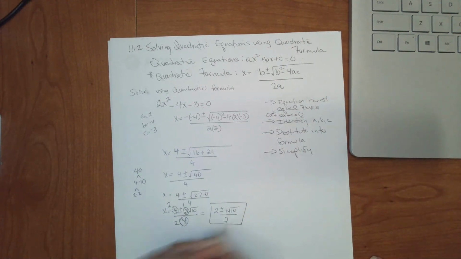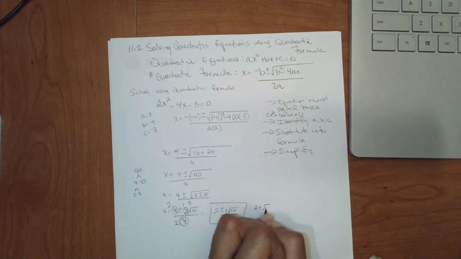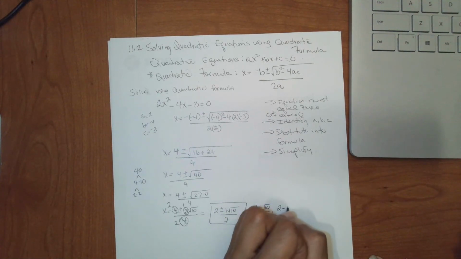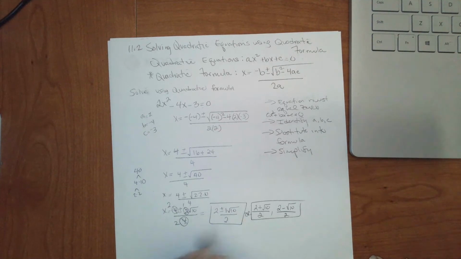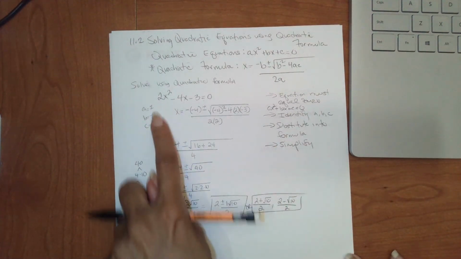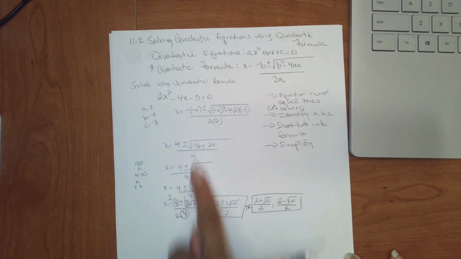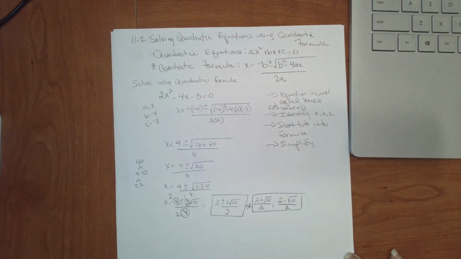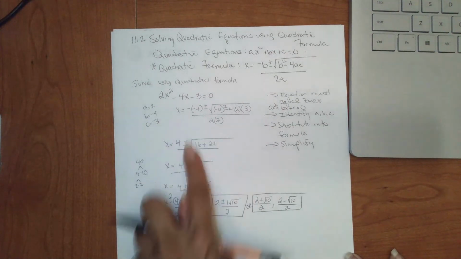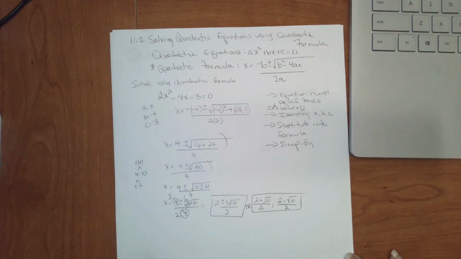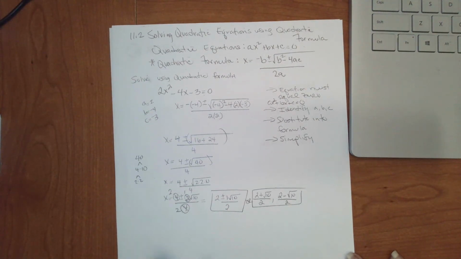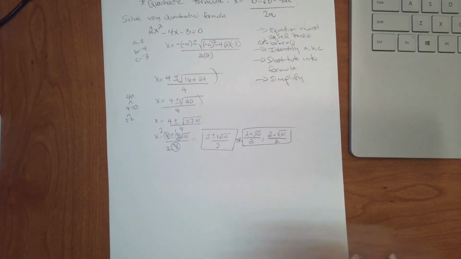And remember, that's the same as 2 plus square root of 10 over 2, and 2 minus square root of 10 over 2. Plus or minus is the same as separating the answers out. So you're just going to identify your a, b, c and substitute them into your formula. All of your work is simplifying. You should always deal with your square root part first. Always simplify your square root as much as possible, and then finish your problem.